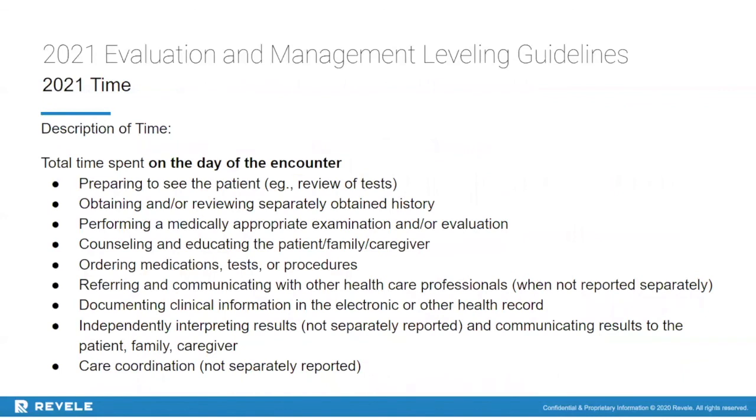For 2021, time may be used to select a code level in office or other outpatient services for codes 99202 through 99205 and 99212 through 99215, whether or not counseling and/or coordination of care dominates the service. You will still need to use the old time rule for other evaluation and management services when counseling and/or coordination of care dominates the service by 50% of the total time of the encounter.